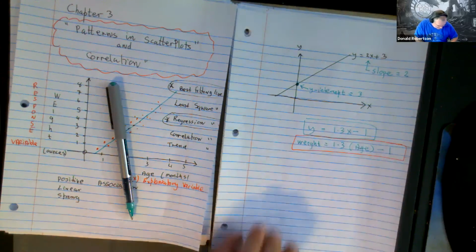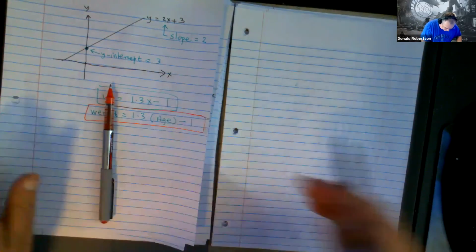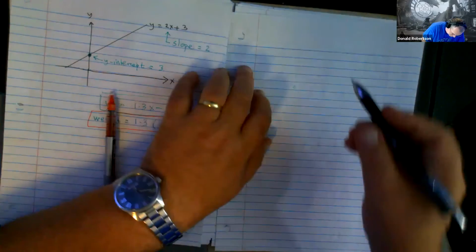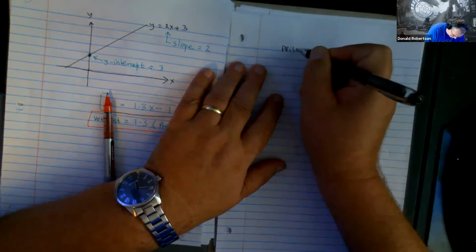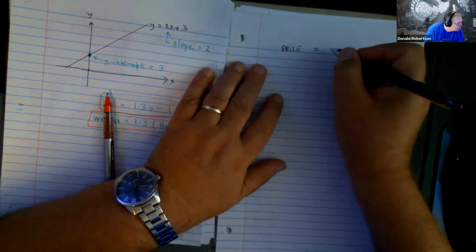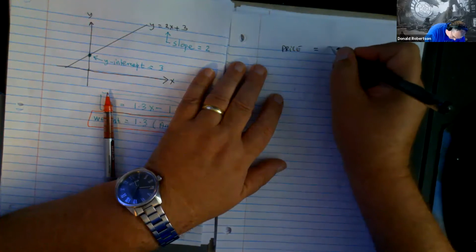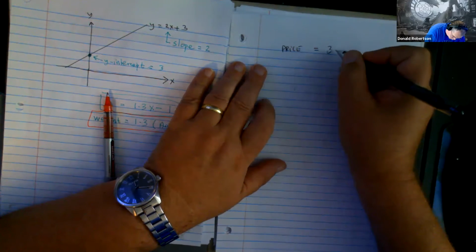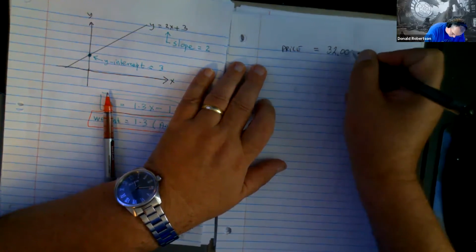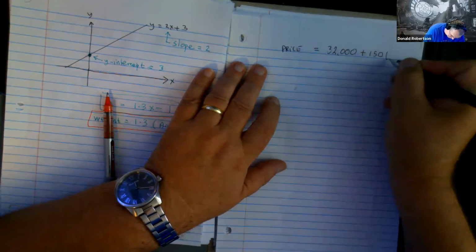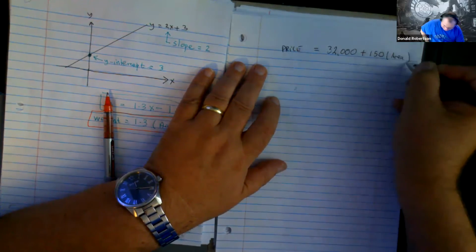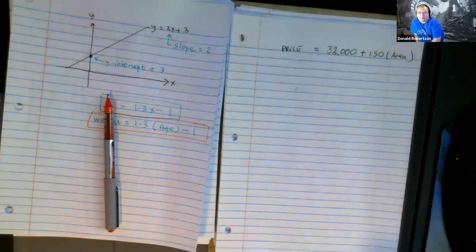Okay. So forget about that dotted guy. Let's suppose I've got some data. And the data is the price of a house. And it's equal to 32,000 plus 150 times the area. And that would be my correlation line, right? My regression.